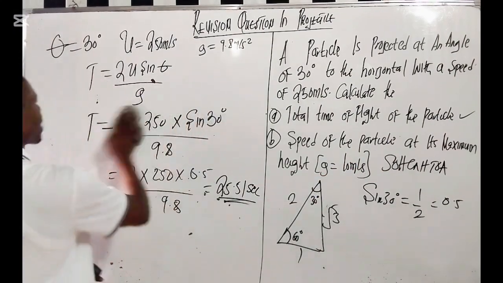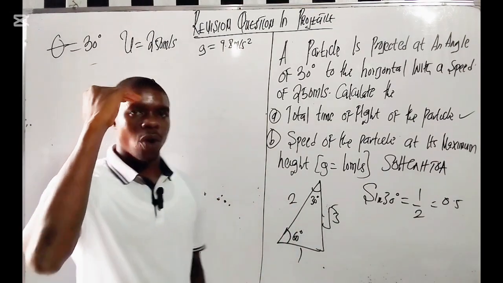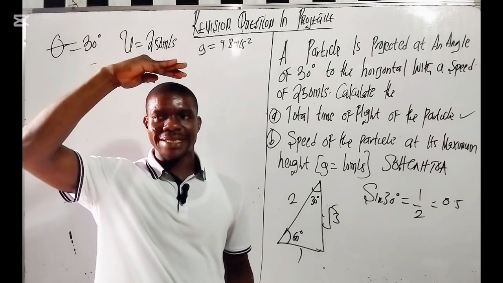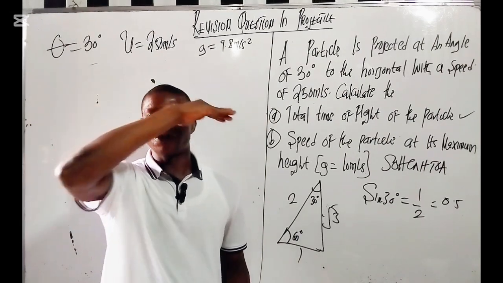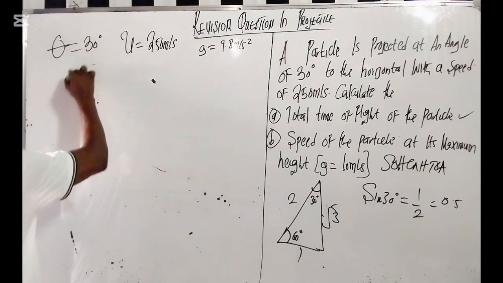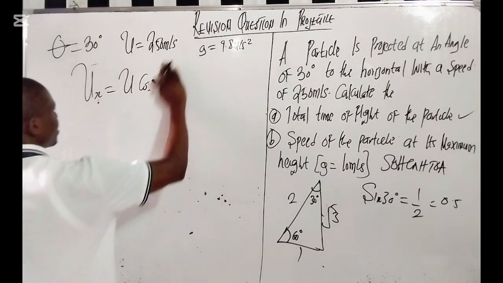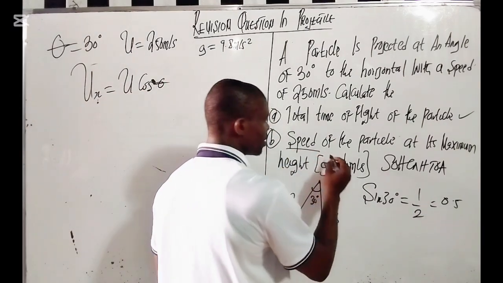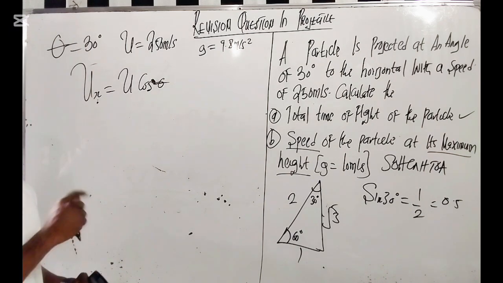To calculate the speed at its maximum height, there's something you need to understand. At the maximum height, when it gets there, it's not moving up and down at that height, so we are talking about the horizontal. The speed at that horizontal, Us, equals u cos theta. This formula you need to know. Once you see speed of particle at maximum height, this is the formula you are using.